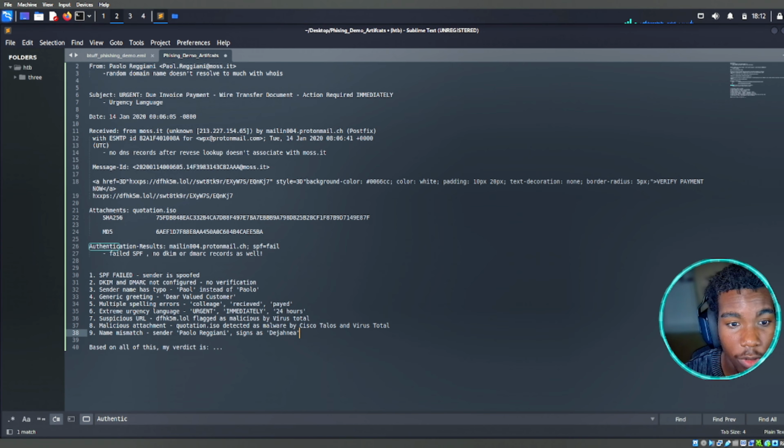So I cleaned up a little bit of our collection here, and I went ahead and wrote down a lot of the key indicators we got to determine why this email is malicious. So with the SPF failure, DKIM and DMARC not being configured, the sender name having that weird typo from Paulo to Paul alone, and then the generic greeting, the multiple spelling errors in the body, the extreme urgency in the body and in the subject, the suspicious URL that was flagged malicious by VirusTotal, the malicious attachment that was detected as malware by Cisco Talos and VirusTotal, the name mismatch from the Paulo Reggiani to Digenia.